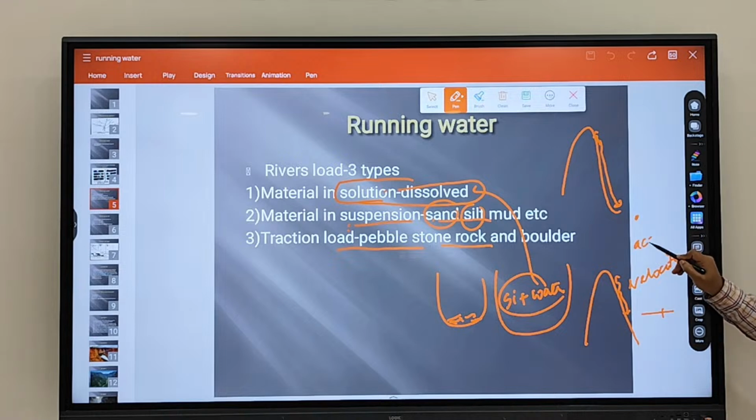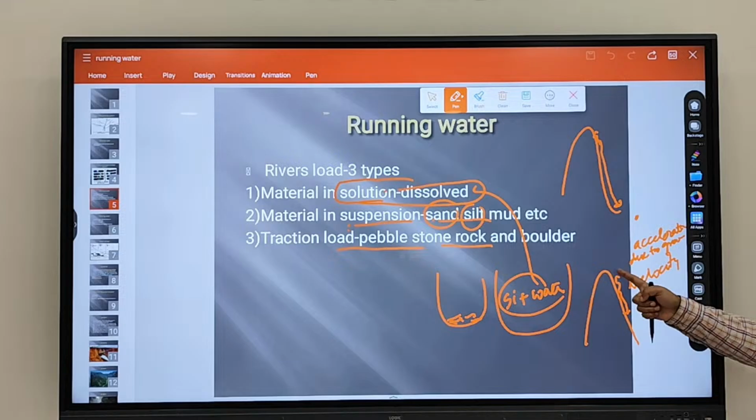Okay, so as you are coming down from the top to the earth's surface, which force is going to act? Acceleration due to gravity. So that's why when you are moving from here to here, your speed is going to increase. Why is it going to increase? Because acceleration is going to be there. Clear?